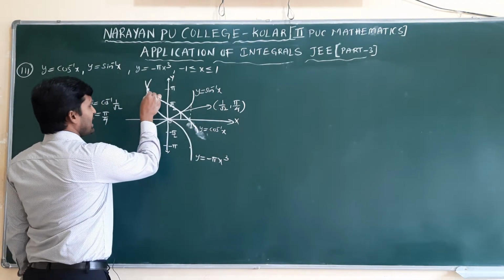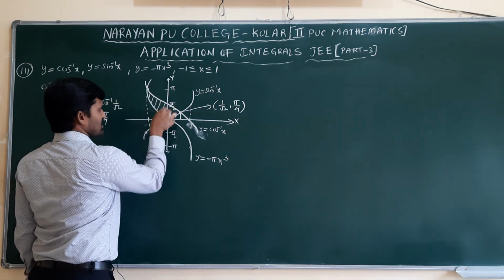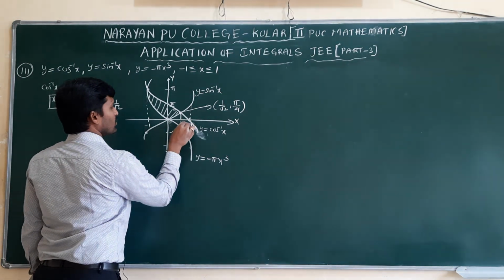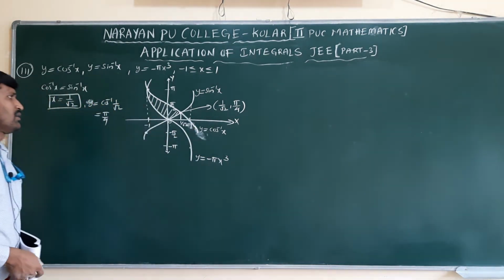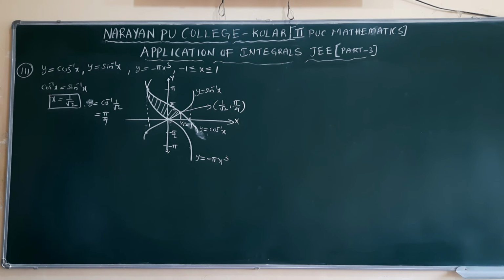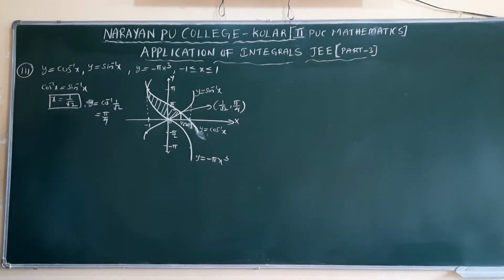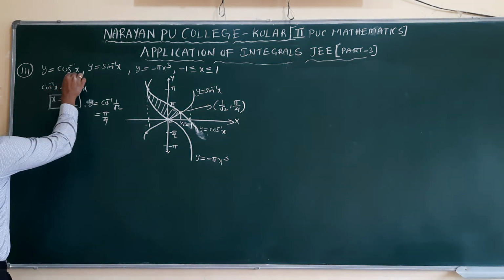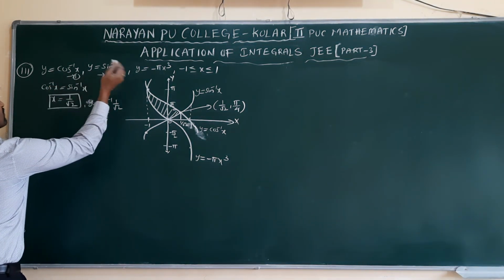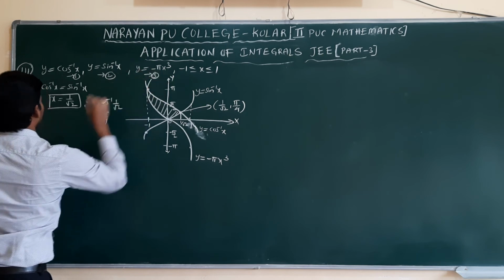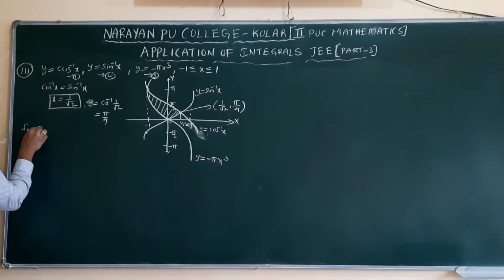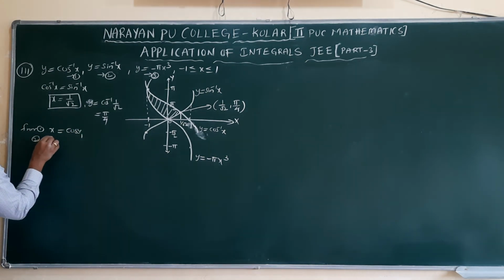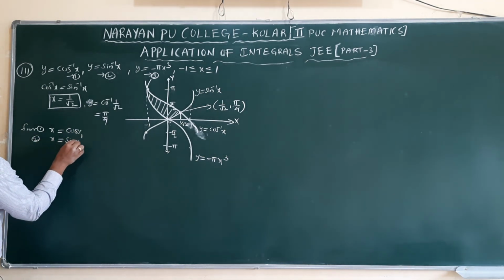That means the required area is from minus 1 to 1 by root 2, but we also got the y value here condition-wise. Now doing it with respect to x-axis is very difficult. We will convert all these equations in terms of y. From 1, x in terms of y means cos y. From 2, x equal to sin y.